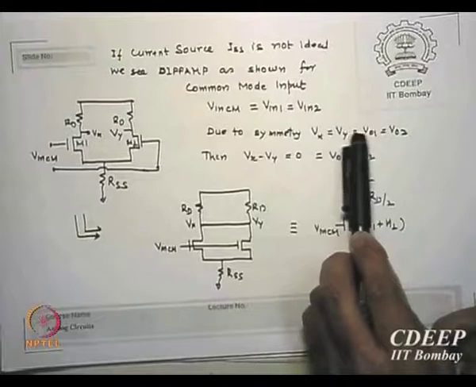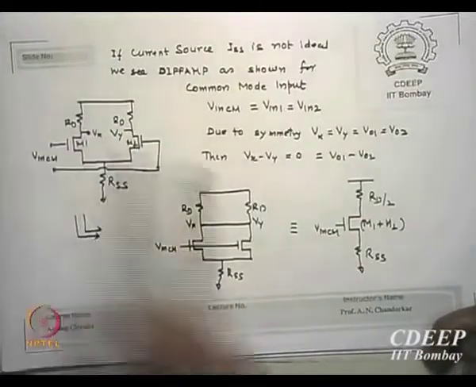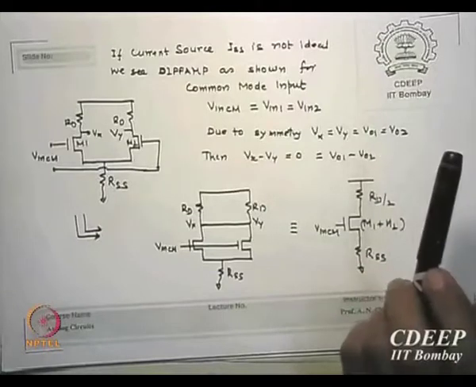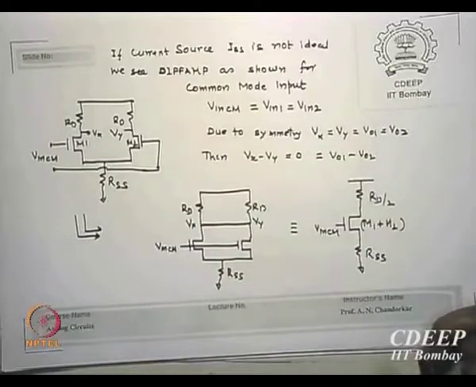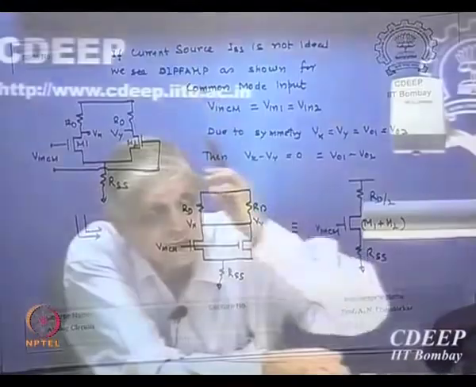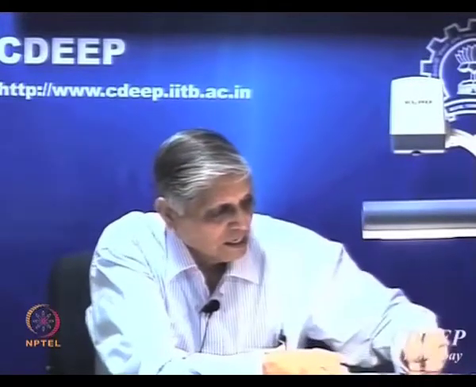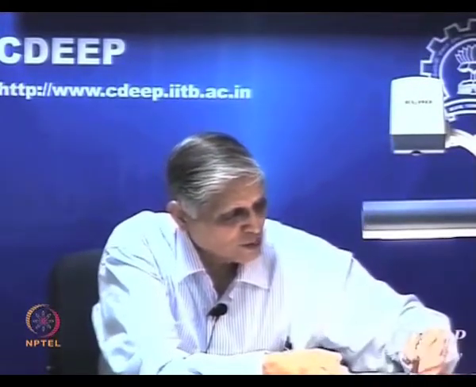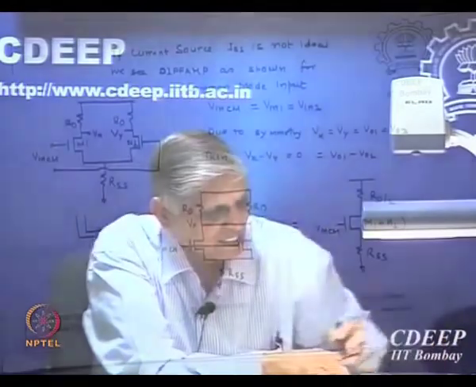Vx is Vy, the signals are the same, symmetric, so the outputs are the same and the difference may be 0. By shorting, I am making Vx minus Vy 0. Is that clear? The difference between Vx and Vy is 0, so I short them. I have a common signal V in CM to both gates, and there is an RSS.